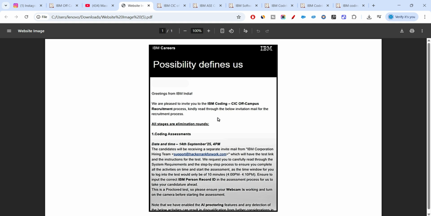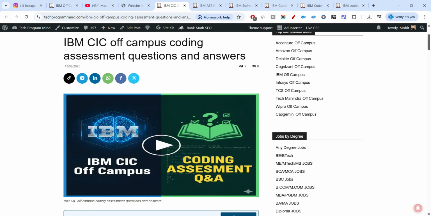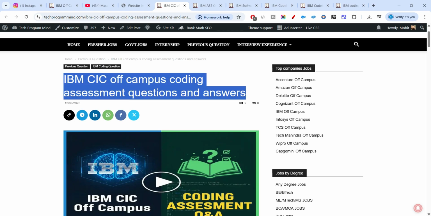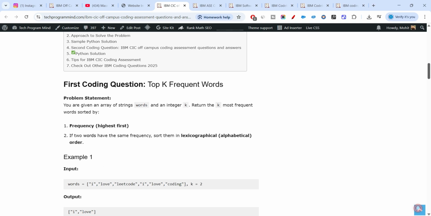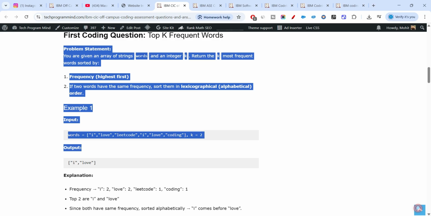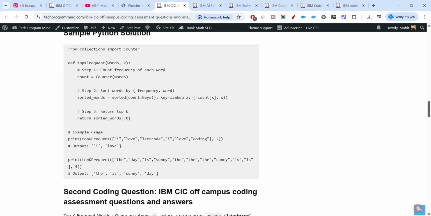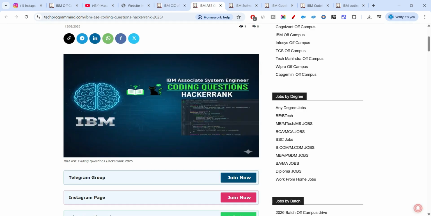Now the question is, what kind of questions you may expect from IBM company on the HackerRank platform for this particular role. For that, I have already uploaded a few questions on my website, techforummind.com, and you can check out IBM CIC questions for the off-campus drive. These are the questions which were asked in the IBM previous year exam and some other practice questions. I have provided the complete question statement plus the answer as well. But first read the complete question and try to solve it yourself. Then check the answer.